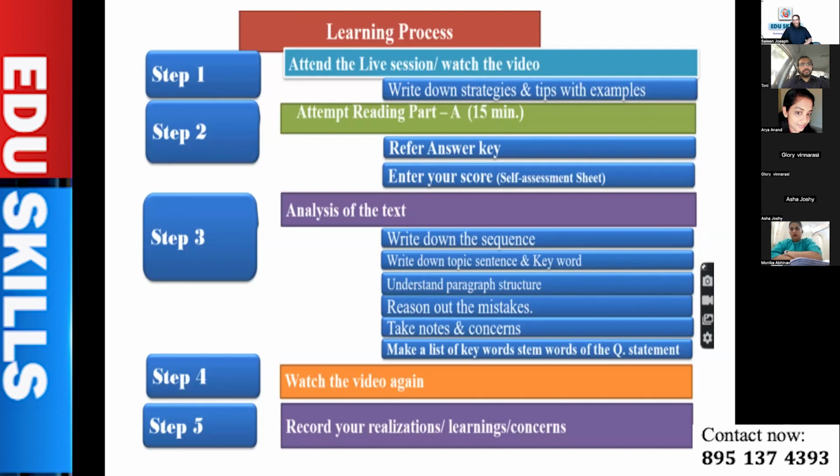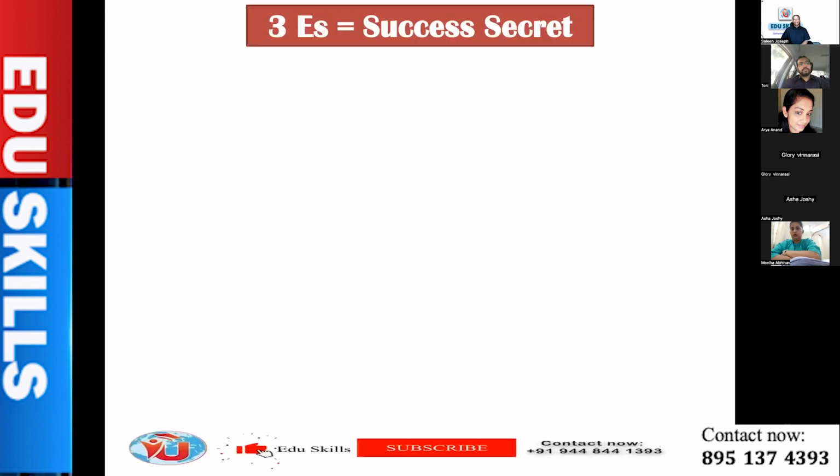Step 5, record your realizations, learning, concerns. Record in the sense, you can record as an audio or a script or as a video, whatever you want to. Just record your realizations. I told you, okay, I understood these things. I clarified these misconceptions, or I got a clarity regarding this point, or this is the skill I find that would be very useful for me to identify the answers. All those are the realizations. Then your concerns.